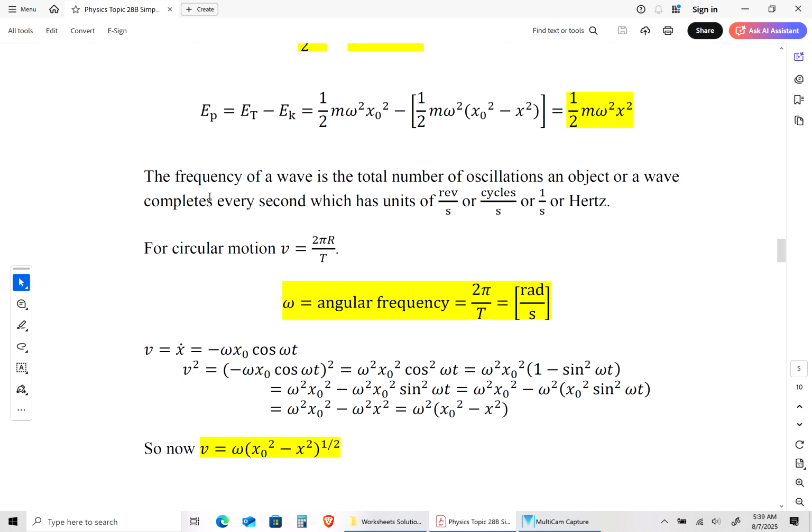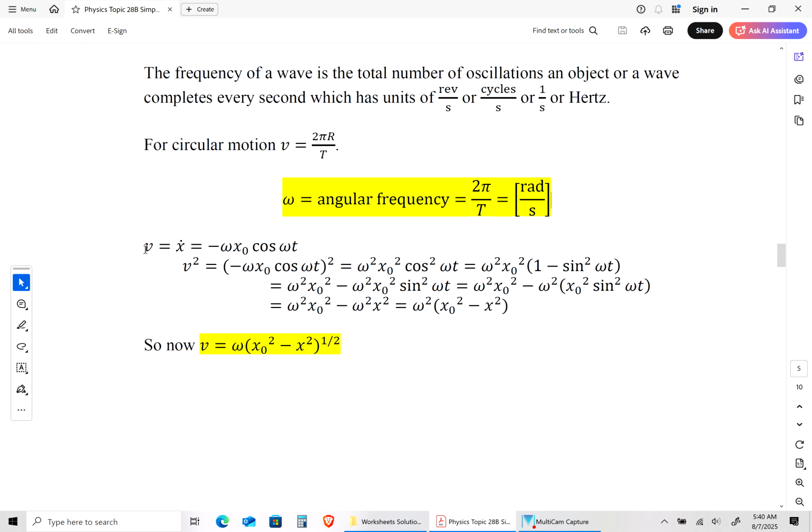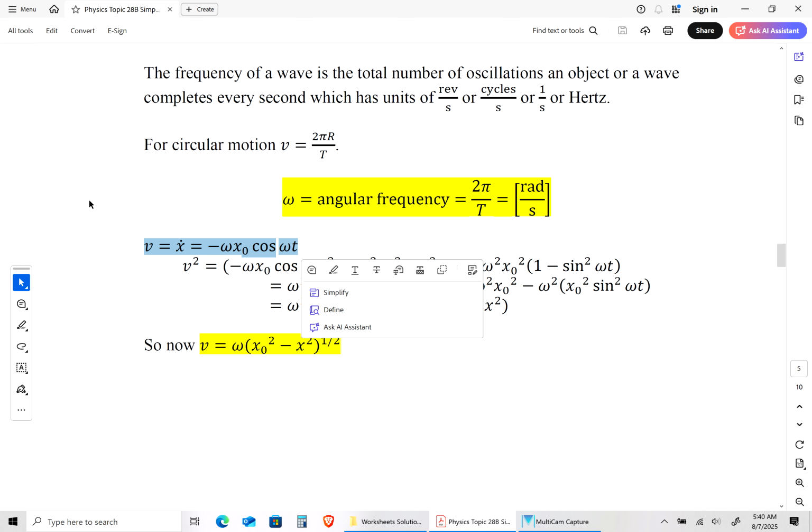The frequency of a wave is the total number of oscillations an object or a wave completes every second, which has units of revolutions per second or cycles per second or 1/seconds or hertz. For circular motion, speed is the total distance around an object divided by the period, the time it takes to make a revolution. It's 2 pi r over T. So angular frequency is 2 pi over T. We know v is equal to x dot, the derivative of x, displacement with respect to t.